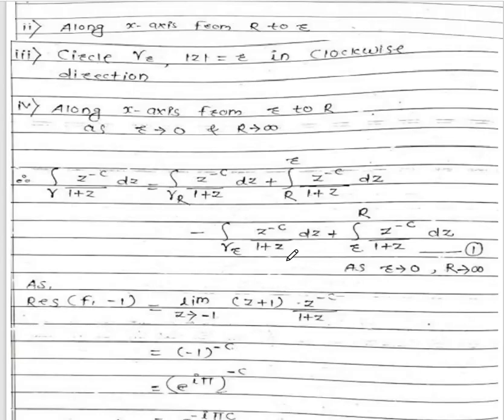Now we will find the residue of f at the point minus 1. By the definition of residue, it is the limit as z tends to minus 1 of z plus 1 times f of z, that is z to the power minus c upon 1 plus z. Putting z equal to minus 1, we get minus 1 to the power minus c. Minus 1 can be written as e raised to i pi, so this is e raised to power minus i pi c.